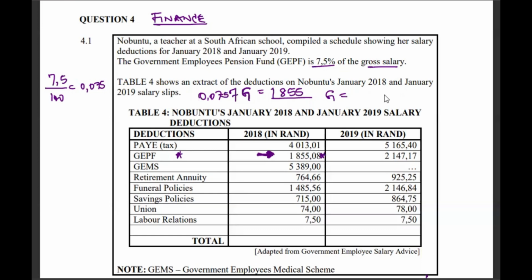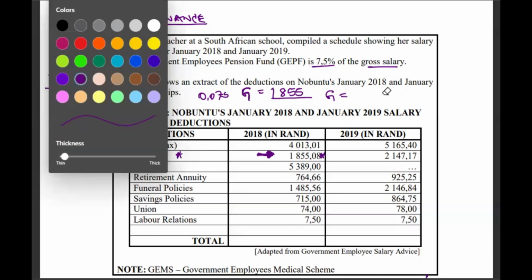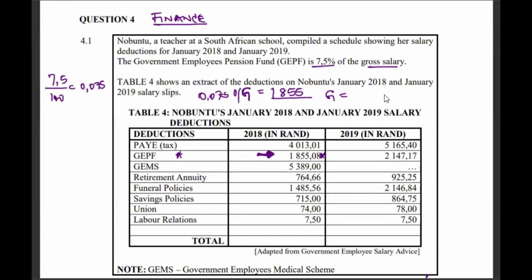We want it to be a number so that it does not confuse us. We divide through by 0.075, because I'm looking for the gross. So the answer becomes what? How much do you have there? Her gross is 25,134.40.